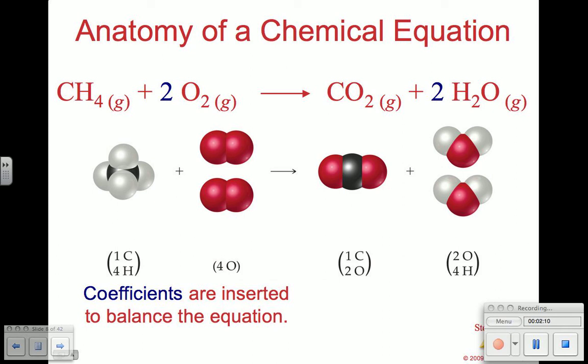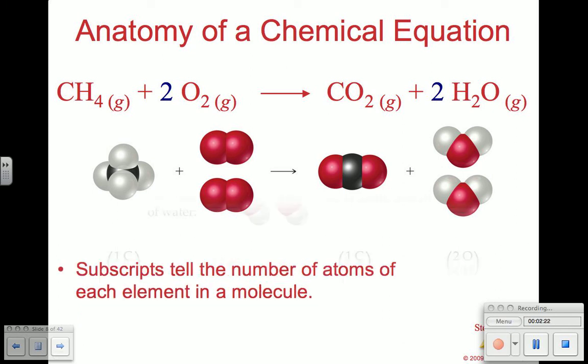Next, you also have coefficients, and these are inserted in a chemical equation to balance the reaction so that you have exactly the same number of atoms on one side as you do on the other side.